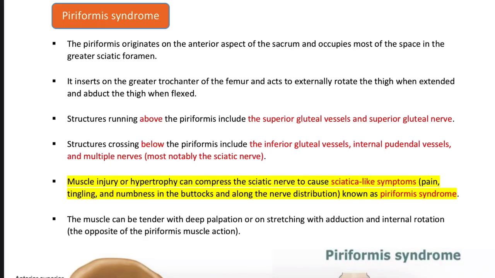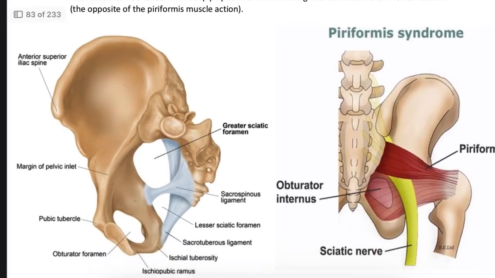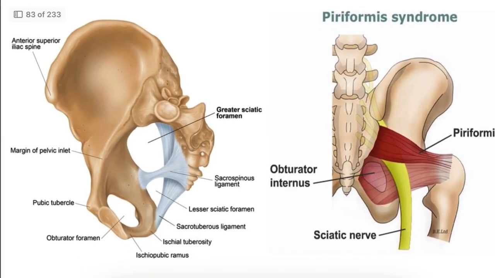Okay. To understand Piriformis syndrome, first of all we have to understand a little anatomy. If you are seeing this, this is the piriformis muscle. Its origin is the anterior surface of the sacrum, and it exits the pelvis through the greater sciatic foramen. So, this foramen we call the greater sciatic foramen. The insertion is the greater trochanter of the femur.